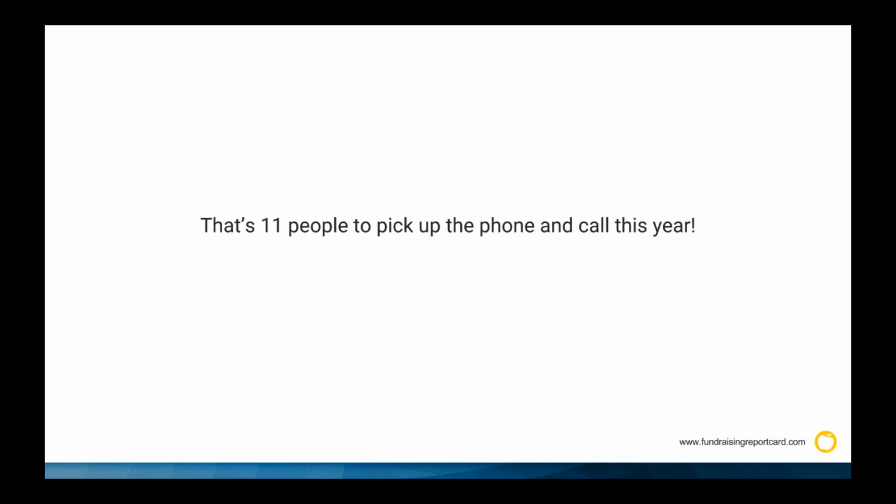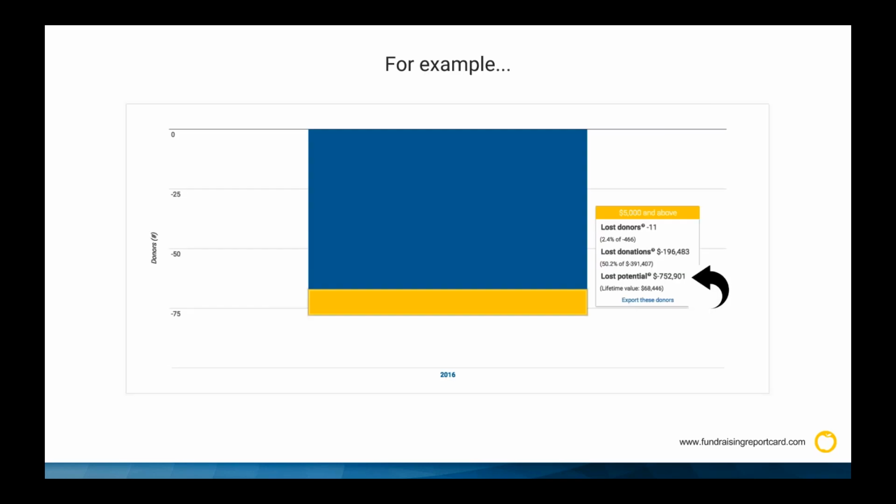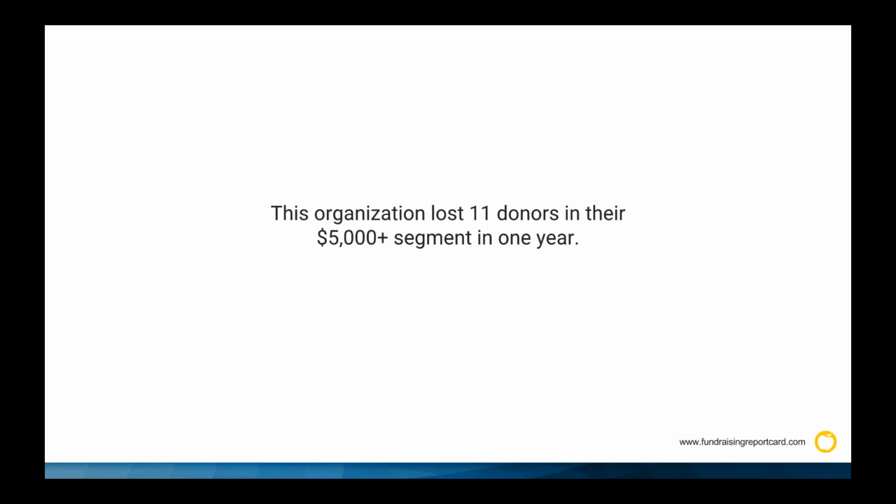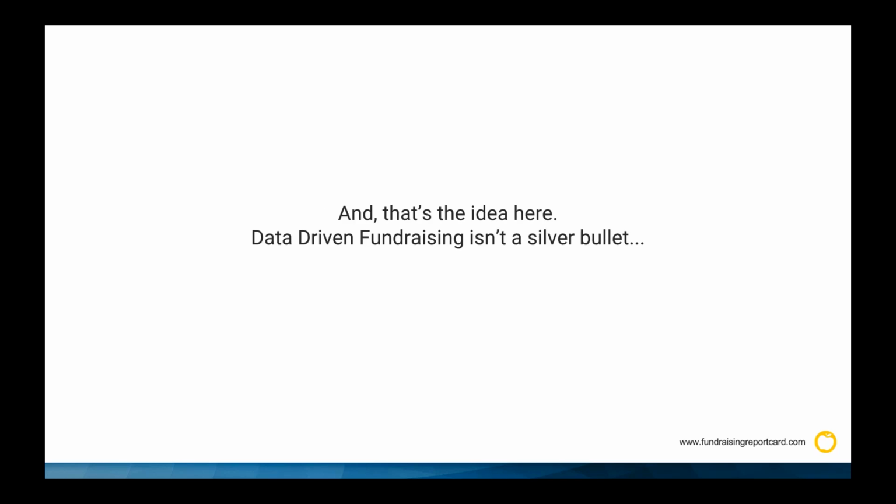Who are those 11 people? Within fundraising report card, you click a little button to export them back out. Go look in Kindful, go look in whatever your system is that you use, see who those 11 folks are, make sure that they show up in your reactivation dashboard next year. That's the concept here.